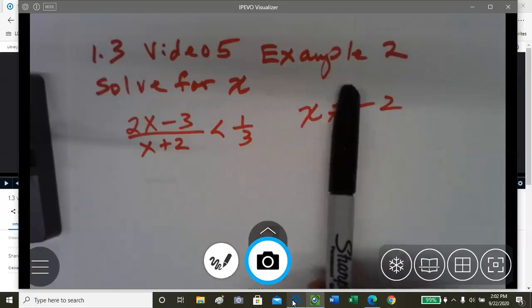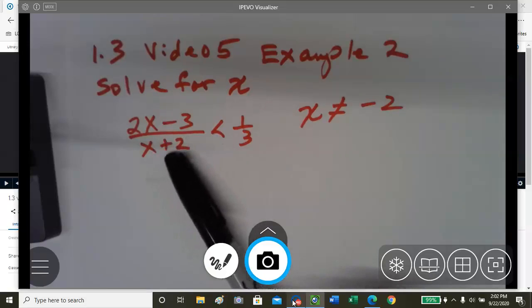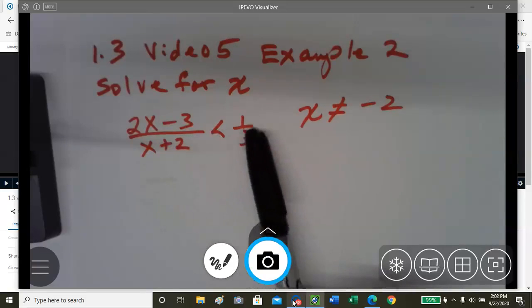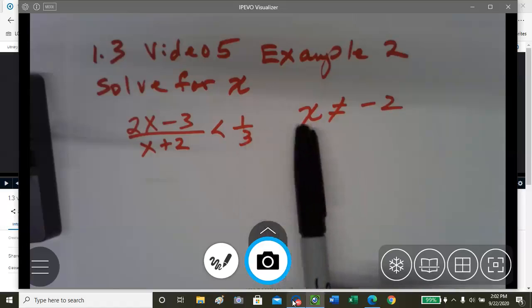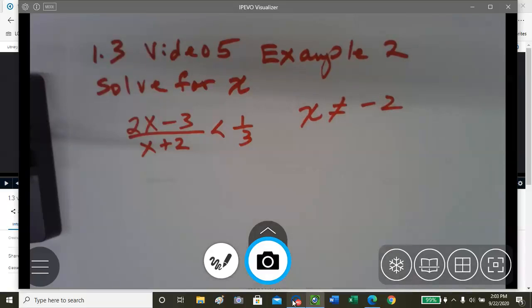And we're working on example 2. We want to solve for x, where (2x - 3)/(x + 2), this rational expression, is less than 1/3, and that's a rational number where x does not equal -2. Since we don't know what x is, we don't know which direction the inequality will go when we multiply out the denominator. So therefore, we need to establish two cases.